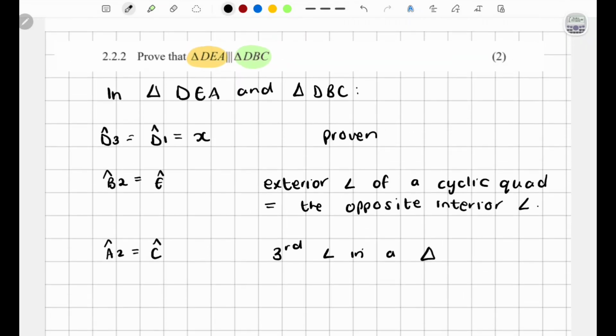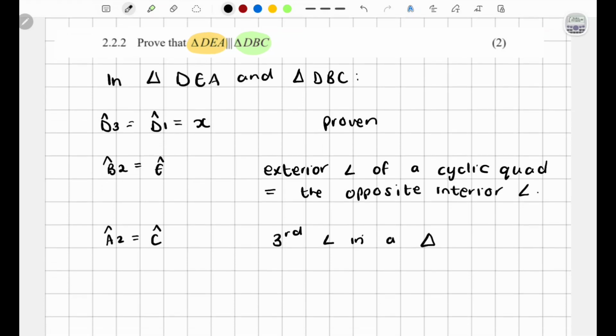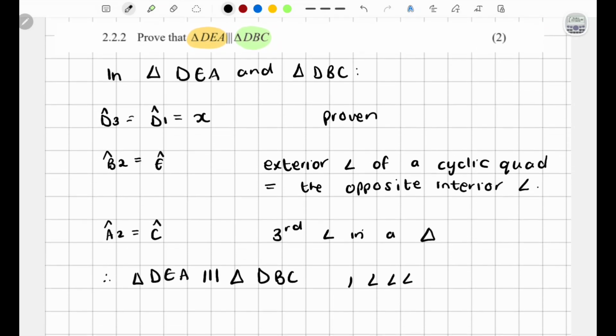Okay, so since we have those three being equal, and I changed this, it is DEA, I wrote something else. So we can conclude that triangle DEA is similar to triangle DBC, and this is because of angle, angle, angle. Okay, moving on to the next question.